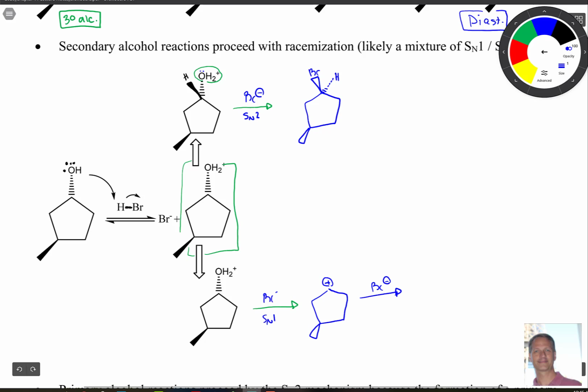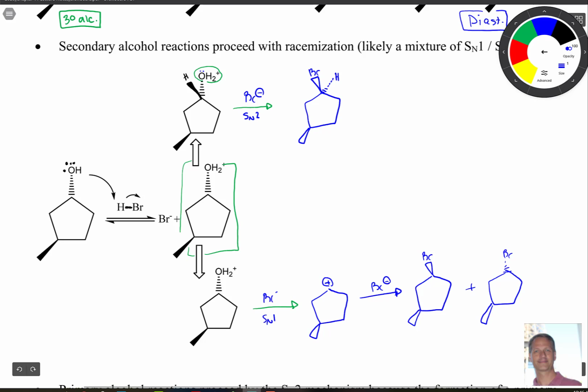And just like up above, the bromide can come from the front, right, or it can go to the back. So we can measure the differences here, sometimes using optical rotation. We'll talk about that in just a second, but we end up getting these two guys.